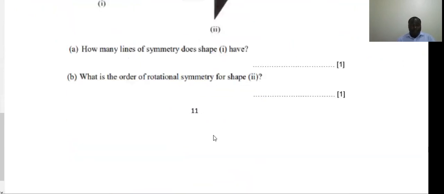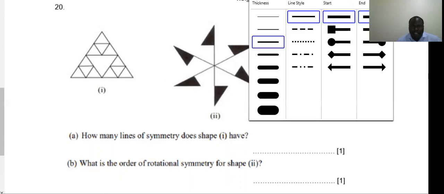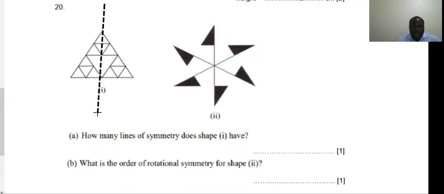This question is, okay, how many lines of symmetry does shape Roman 1 have? This shape here. How many lines of symmetry? Okay. Can we say there are 3? Let me check. Can I say I can cut it this way? Doesn't accept this way? What is happening?